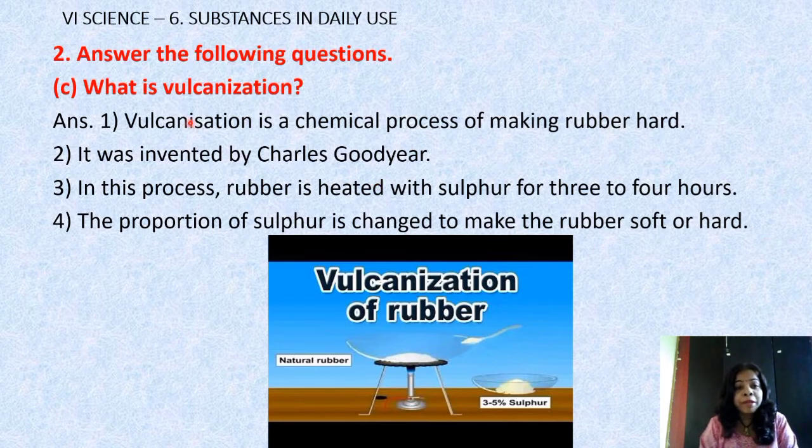Children, here the spelling of vulcanization can be written by using Z, and it can also be written by writing S. So both spellings of vulcanization are correct. Our textbook tells us this spelling, but I have given you this also because that is also a correct spelling. So children, we change the proportion of sulfur here. If we want to make the rubber hard, we add more sulfur. If we want to make the rubber soft, we add less sulfur.